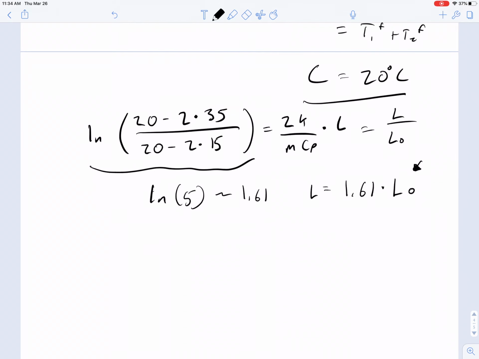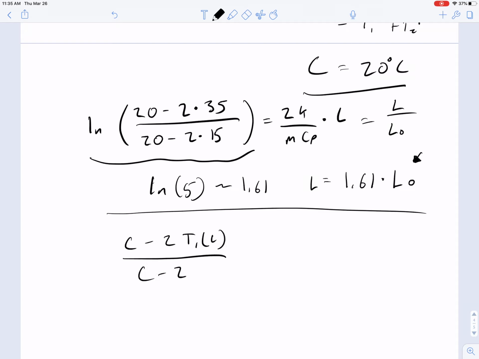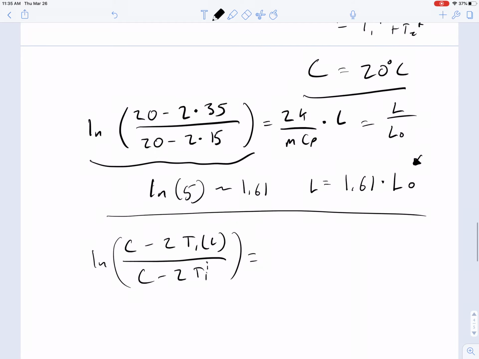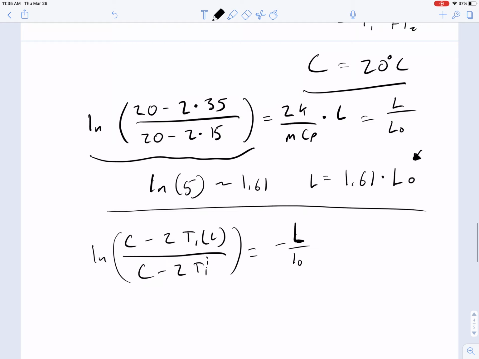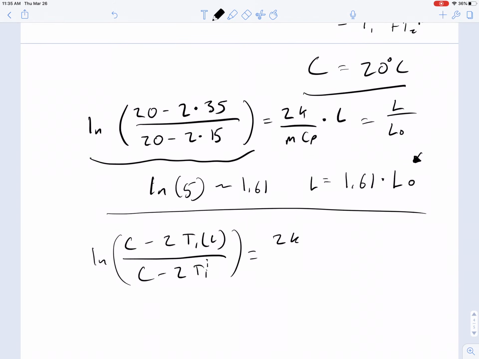So that calculates the temperatures, the equations for temperature, the length you need. If you want to expand this, we can go back to our equation, C minus 2 times T1 at L divided by C minus 2 T1I. I take the log of both sides, equals minus L over L0. That looks like L over L0. This is equal to, let's just leave it as 2k over m Cp.